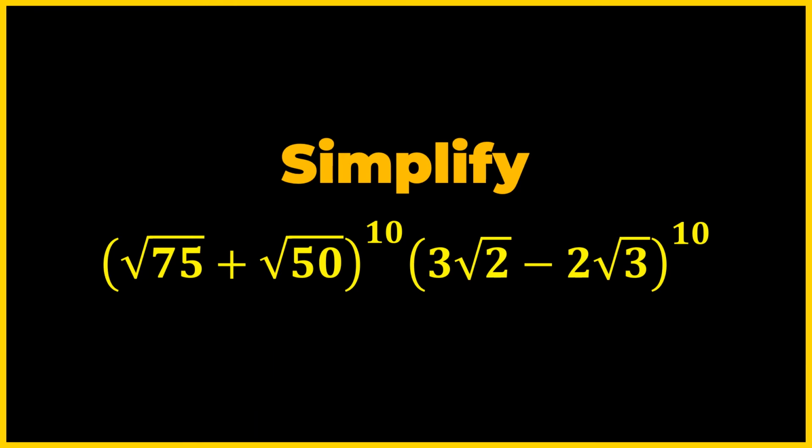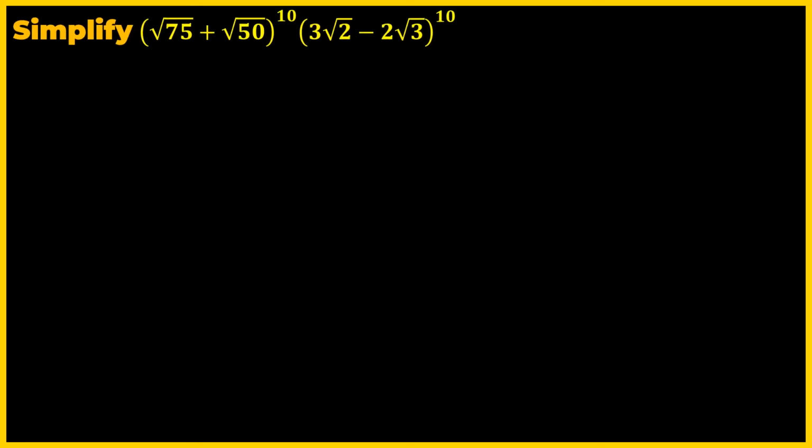Great. Now, if you look at the expression, we have two factors with the same power, and we're multiplying them out. So in order to multiply them out, we need to multiply the bases and then raise the result to the power of 10. We need to multiply the quantity root 75 plus root 50 by the quantity 3 times root 2 minus 2 times root 3, and then raise the result to the power of 10.